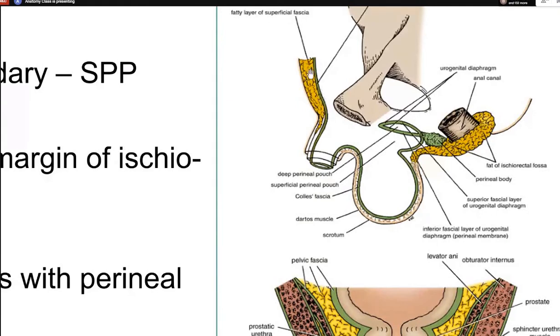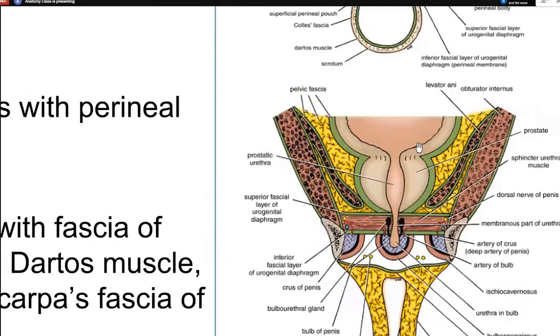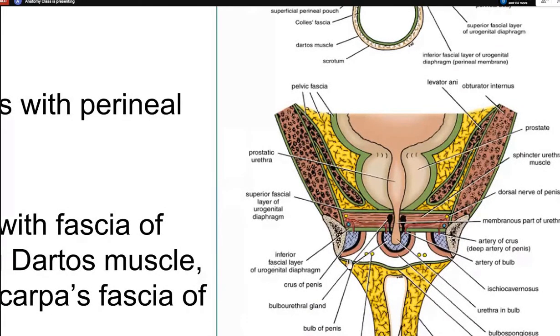It's going to continue, sir. But posteriorly, this Colles fascia is continuous with the inferior layer of the urogenital diaphragm. Look at the urogenital diaphragm, continuing. Now see the lateral attachment. Laterally, this is attached to the lower margin of the ischiopubic ramus. You can see these are attached to this lower margin of the ischiopubic ramus. So this is the main thing which you have to understand.